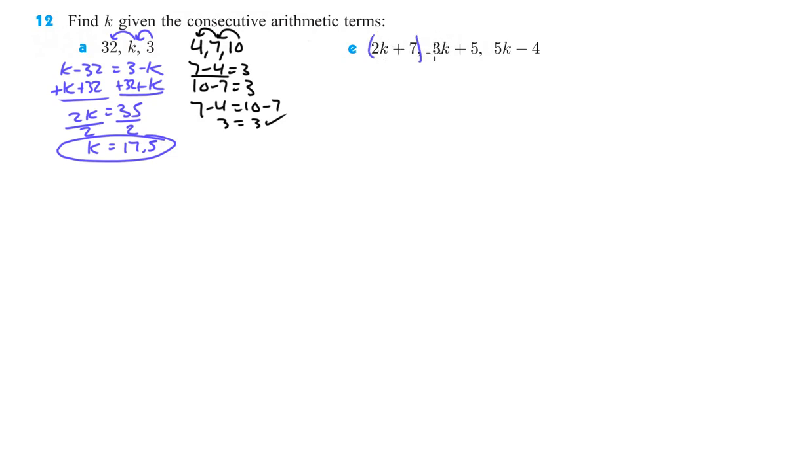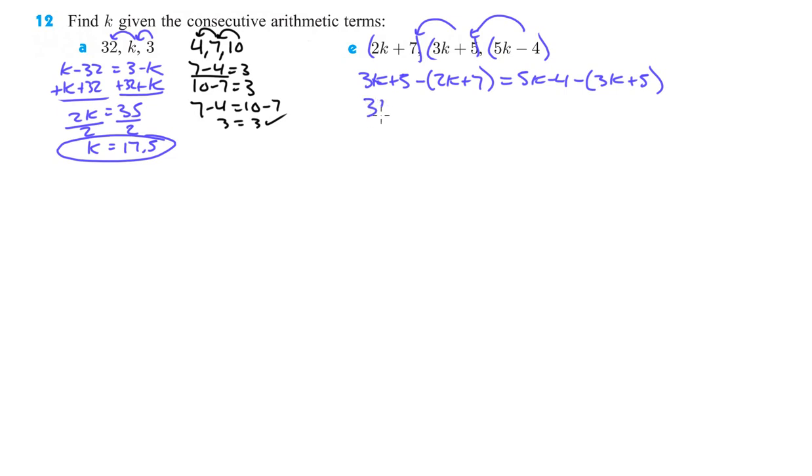It's probably a wise idea to put parentheses around these. That's a good way to get it so it doesn't get messed up. So we know that 3K plus 5 minus the quantity 2K plus 7 has to equal 5K minus 4 minus 3K plus 5. And now what we want to do is distribute that negative through on each one of those, collect like terms, and solve for K, right?